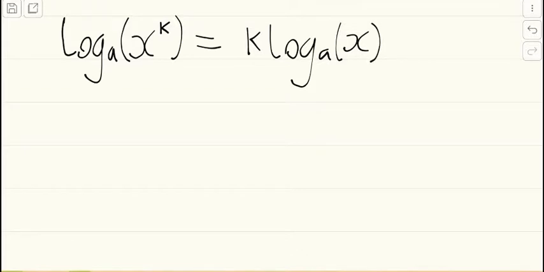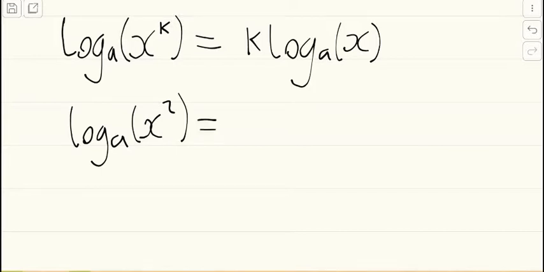Well, actually, we'll look at quite a few examples. Okay, so suppose you had here log to the base a of x squared. That's going to be 2 log to the base a of x.